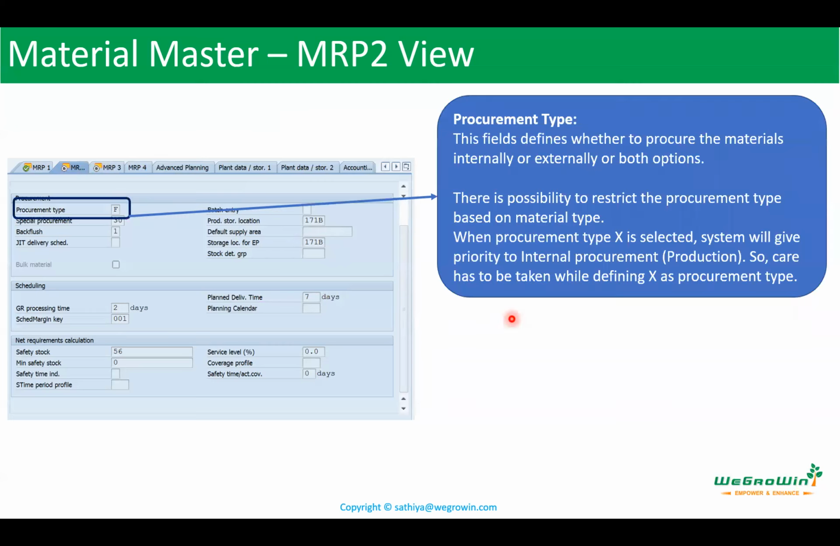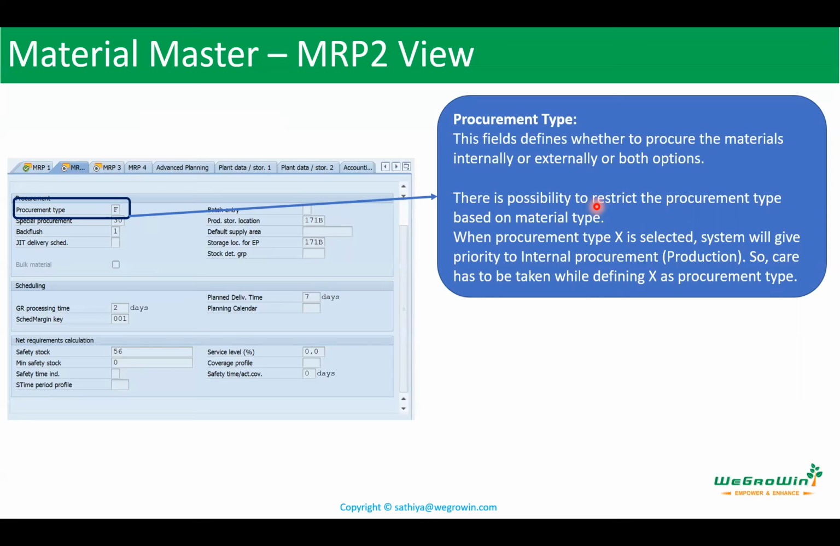Now let us come to the procurement type. Procurement type defines whether we have to procure the materials internally or externally, or we can buy by both options. Both options also we can give. For example, for some materials, sometimes I produce inside and sometimes I buy outside. That option is also there. But at the same time, you can restrict the procurement type based on the material type in the configuration.